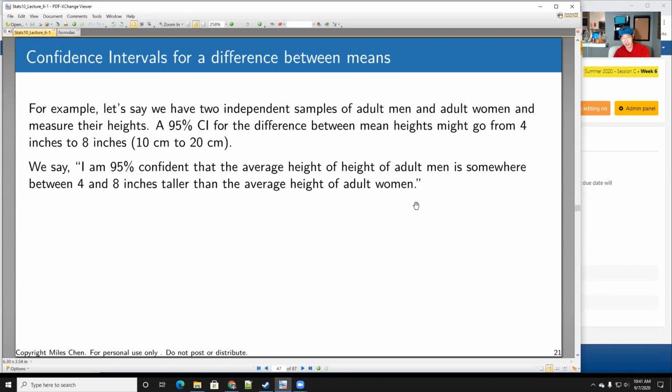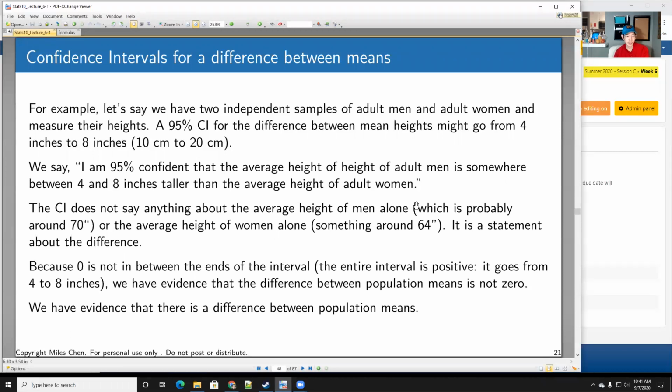This is not saying anything about an individual man's height or an individual woman's height, and it's also not saying anything about the mean height of all men and the mean height of all women alone. It's just saying that as far as the difference between the average height of men and the average height of women goes, it's likely to be somewhere between 4 and 8 inches taller. All right. So it's important to note that the confidence interval does not say anything about the average height of men alone, which is something around 69, 70 inches, or the average height of women alone, which is something around 64 inches. It's a statement about the difference.